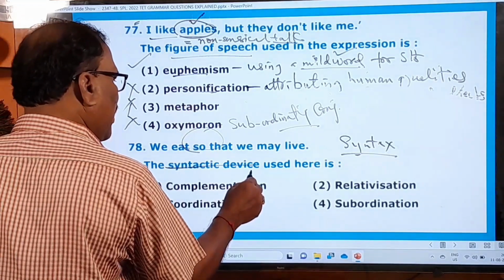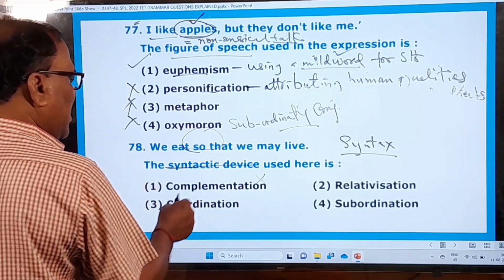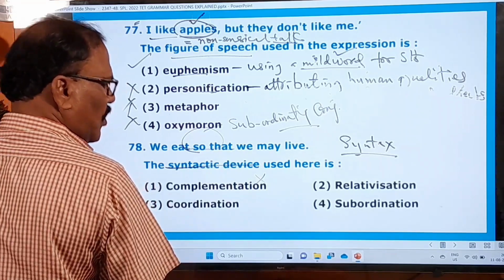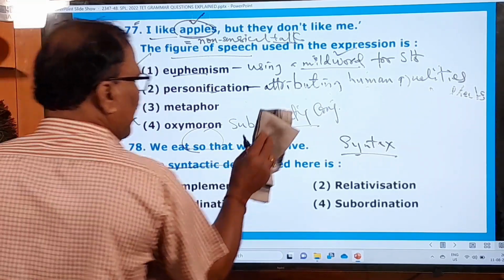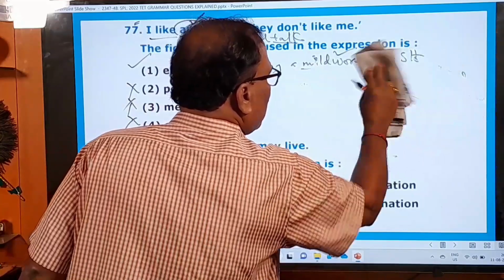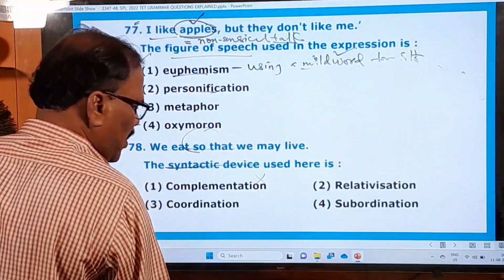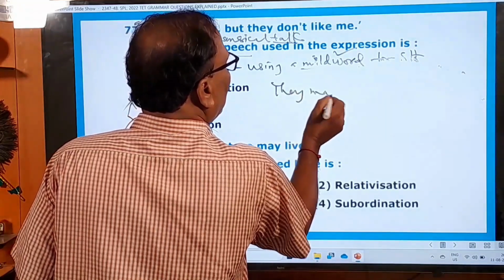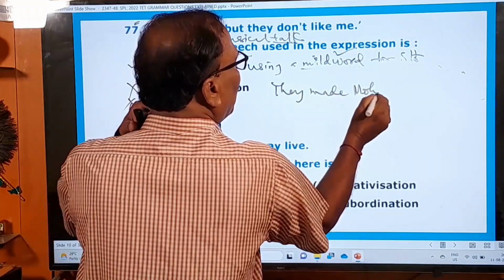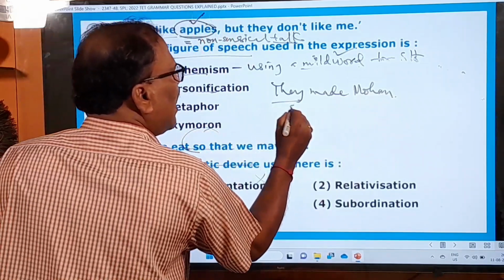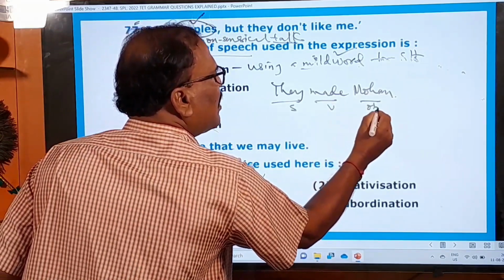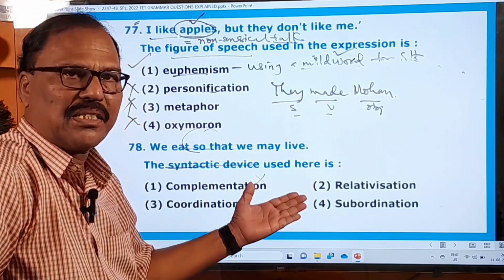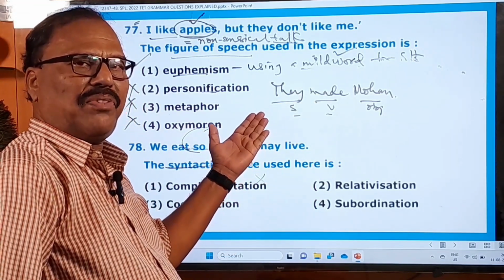So complementation, no. Complementation means here, is any word used as a complement? No. Let me explain that complement for your convenience, because it is taking some time, but you should have patience to understand this. For example, let me give one example. They made Mohan. Subject is there, verb is there, object is there. Okay, these are the important ingredients of a sentence. But can you make some meaning out of this?